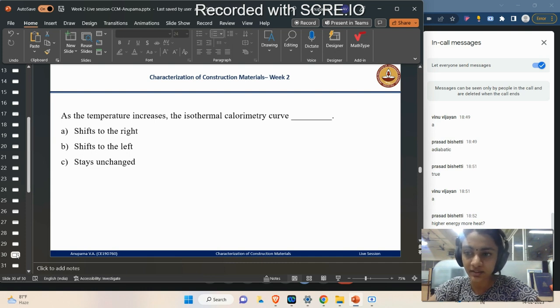Okay, Vinu goes with C, that is, stays unchanged. Any other response from anyone else?